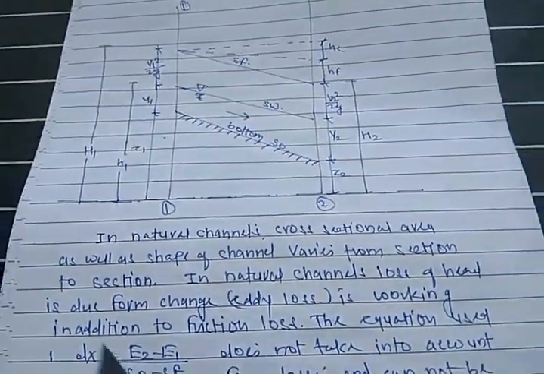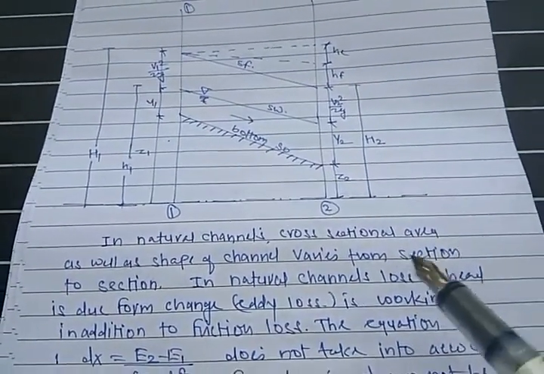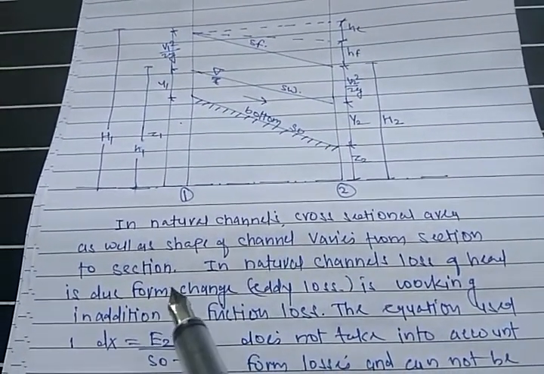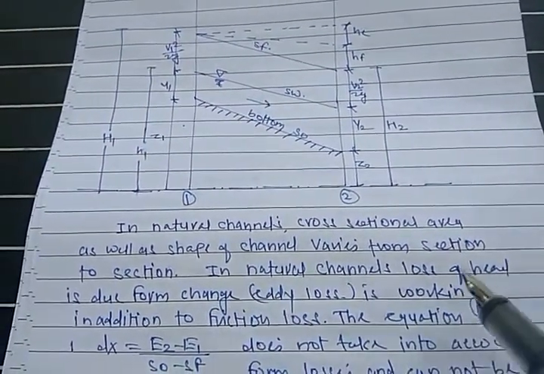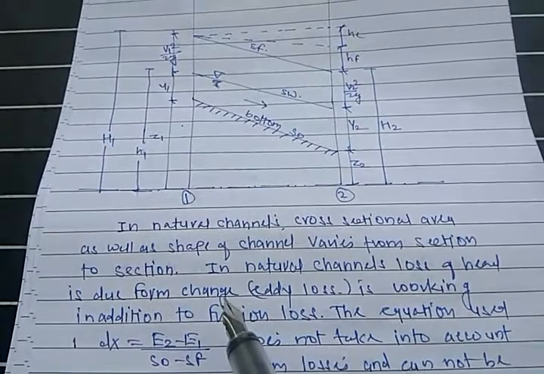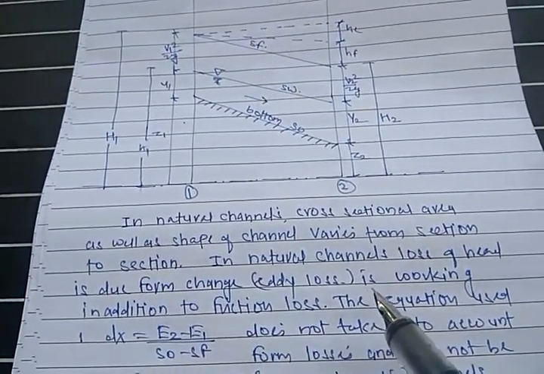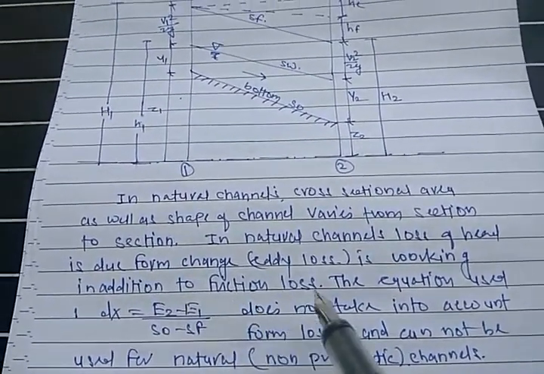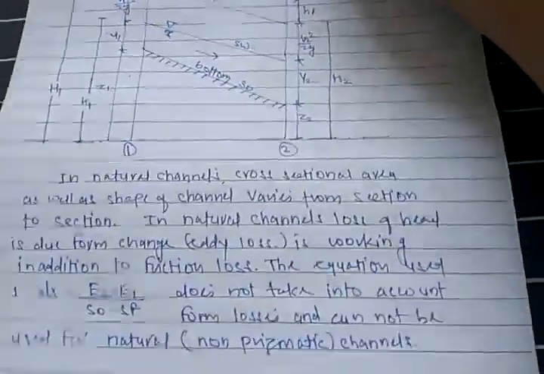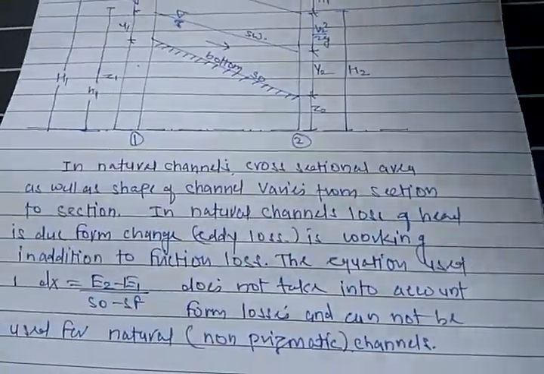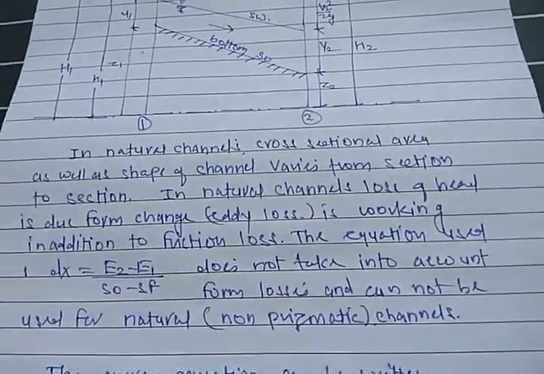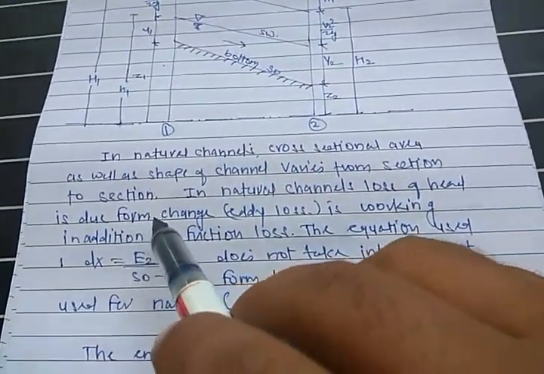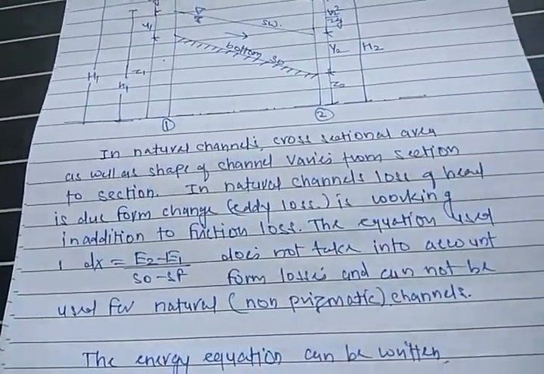Next, now the theory. In natural channels, the cross-sectional area as well as the shape of the channel varies from section to section. So in a natural channel, loss of head is due to form change or eddy loss, in addition to friction loss. Friction loss is a regular thing, but here in natural channels, as the shape of the channel changes too much over a given length, additional losses in the form of form change or eddy loss occur.